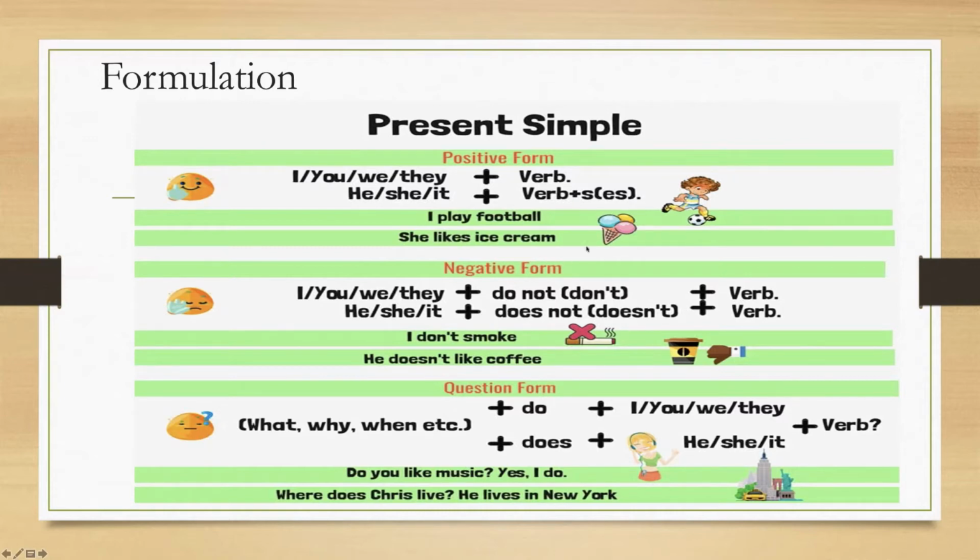In a negative form, we use auxiliary verb do and does. The formulation is I, you, we, they plus do not or don't plus verb. And he, she, it plus does not or doesn't plus verb. So here is an example. I don't smoke. He doesn't like coffee.